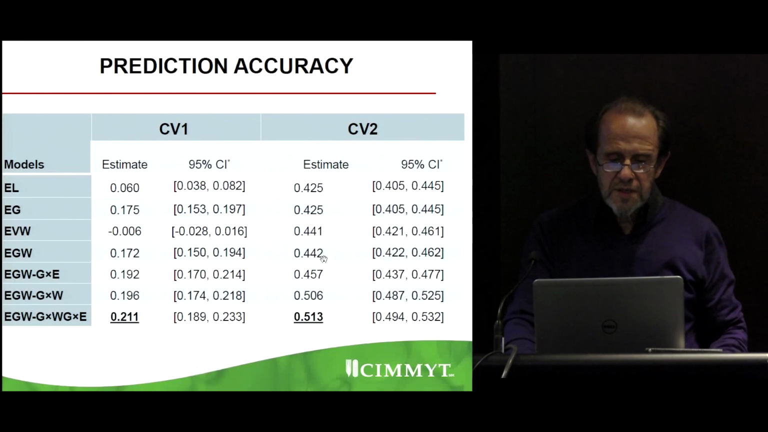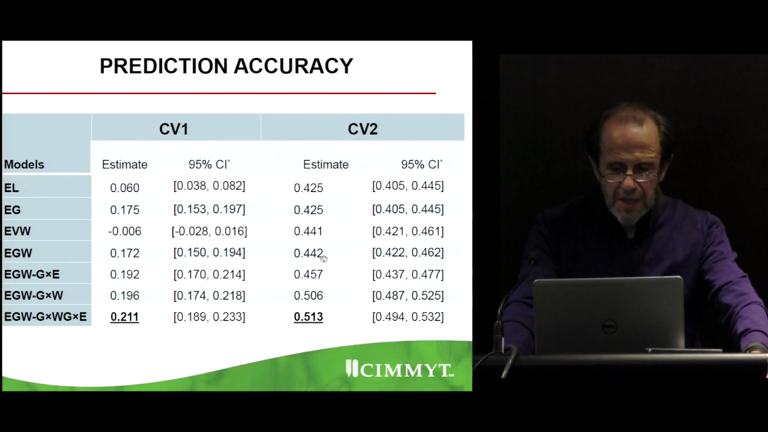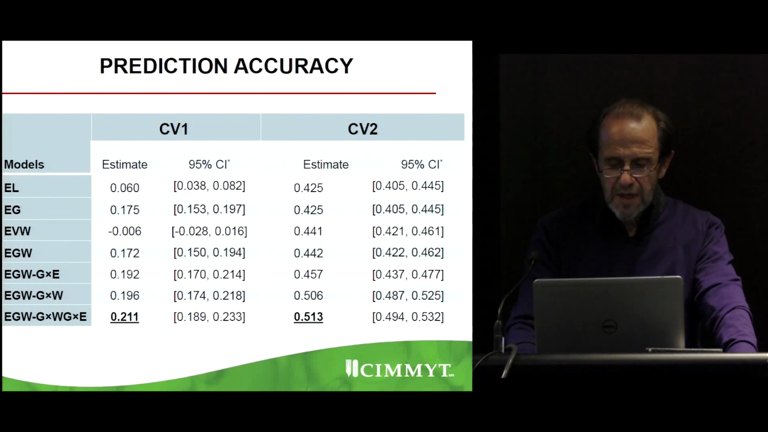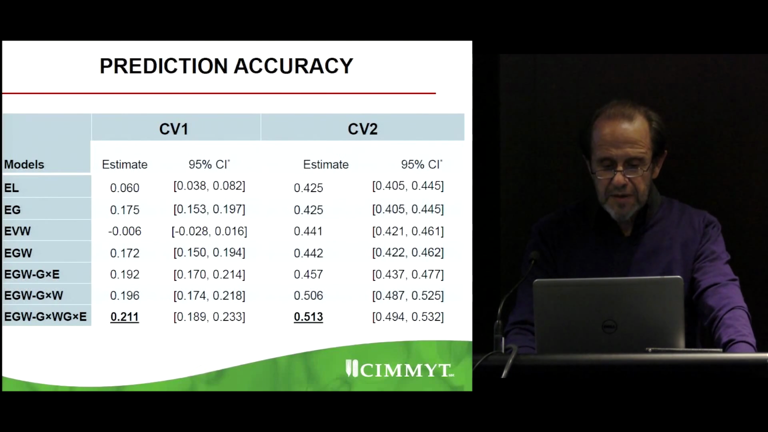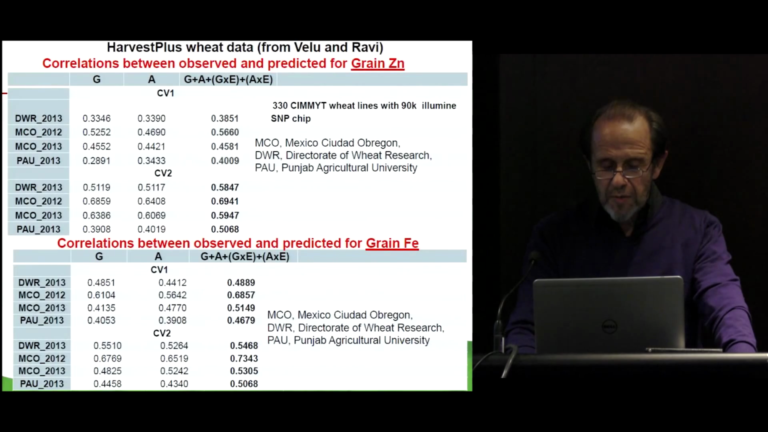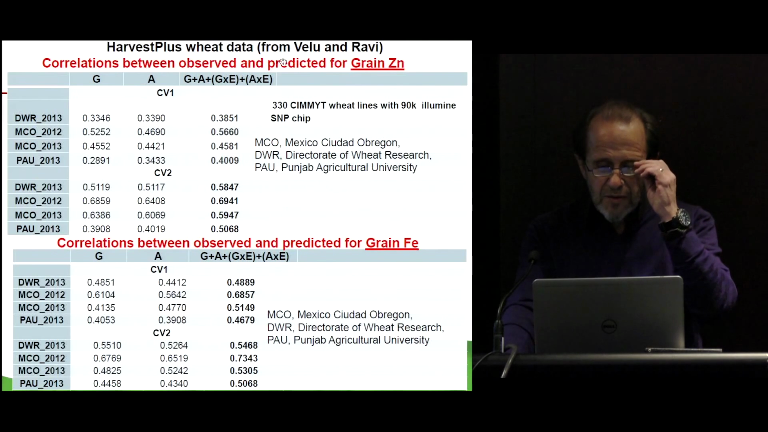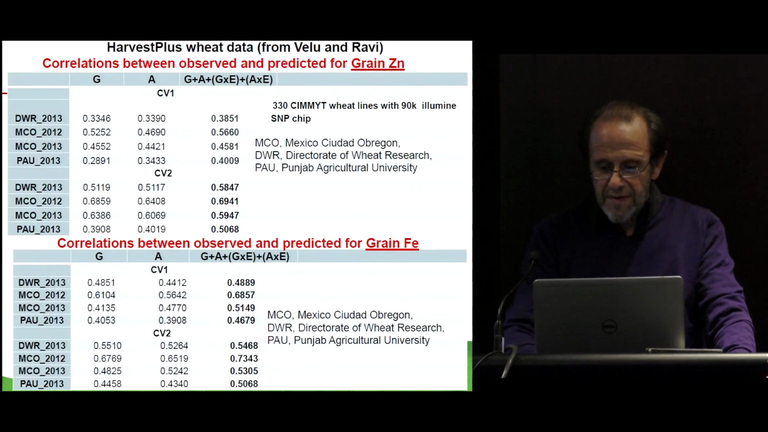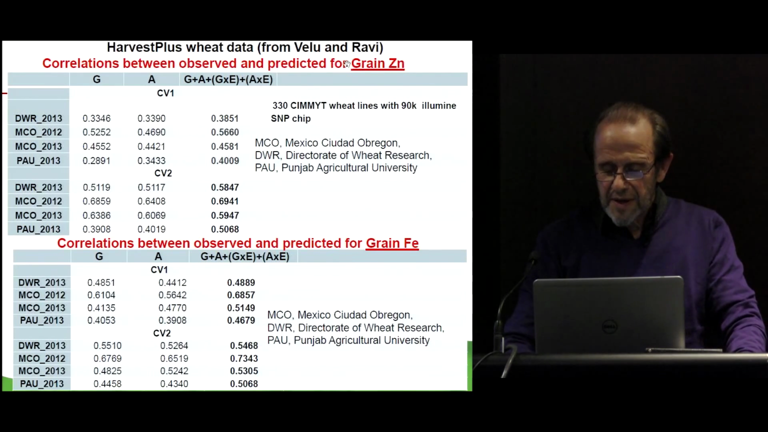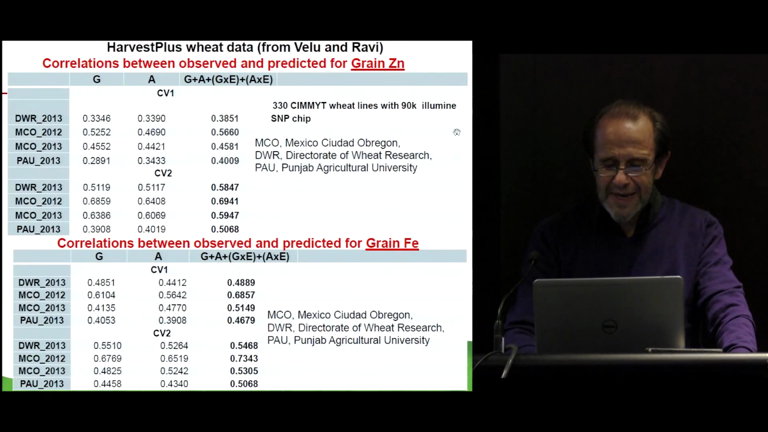So I think that with this, for this particular topic, I will stop here. I want to give you this HarvestPlus data from BLUP and Ravi. They have grain iron and zinc on the grain.